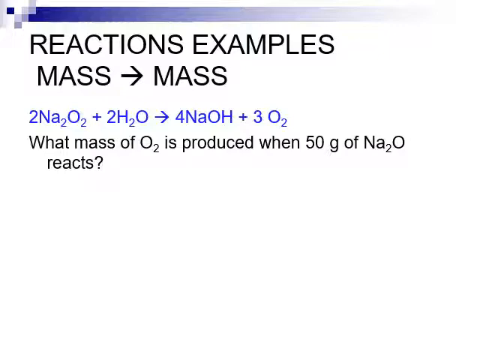So we have sodium peroxide. That's a polyatomic ion that we haven't really looked at, because you know your charges, and that wouldn't work if it was just plain oxygen. It reacts with water to form sodium hydroxide and oxygen. So the question is, what mass of oxygen is produced when 50 grams of sodium oxide reacts? Let's make that 3 sig figs to make our lives a little easier.